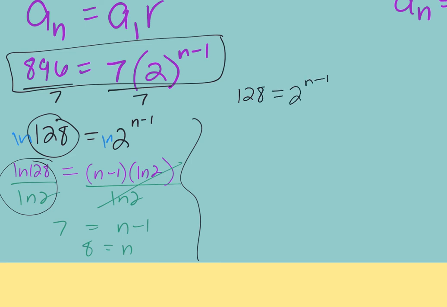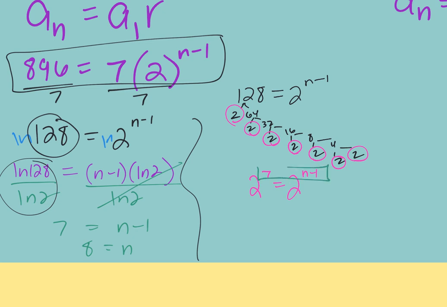change the base. So 128 is 2 and 64, 2 and 32, 2 and 16, 2 and 8, 2 and 4, 2 and 2. How many 2's is that? 2, 3, 4, 5, 6, 7. 2 to the 7th equals 2 to the n minus 1. And then 7 equals n minus 1, and n is 8.